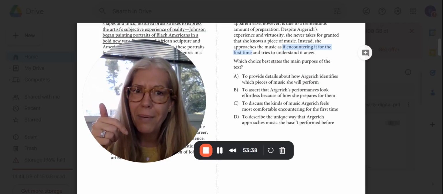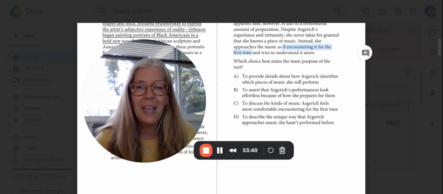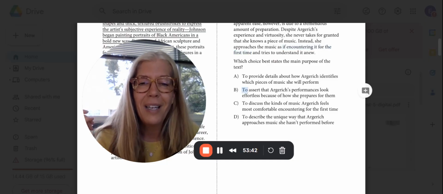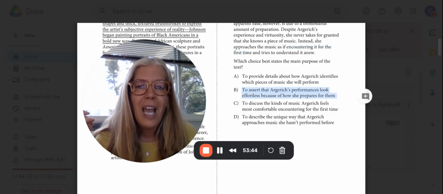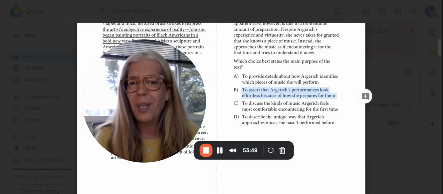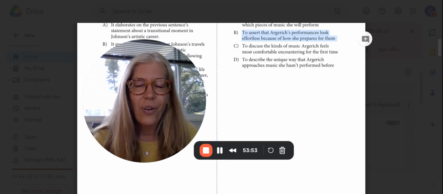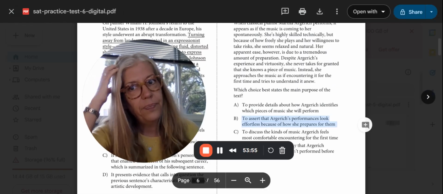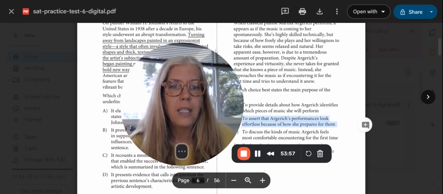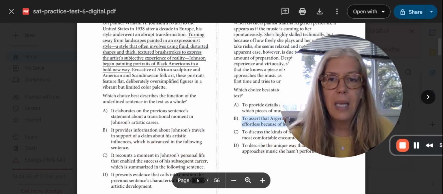I said D. B, to assert, I said B and went to highlight B, and then said D. To assert that Argerich's performances look effortless because of how she prepares for them. That one can't be wrong. It's very, very broad. Yeah. Okay, so we have gone over function of the underlined sentence, main purpose.